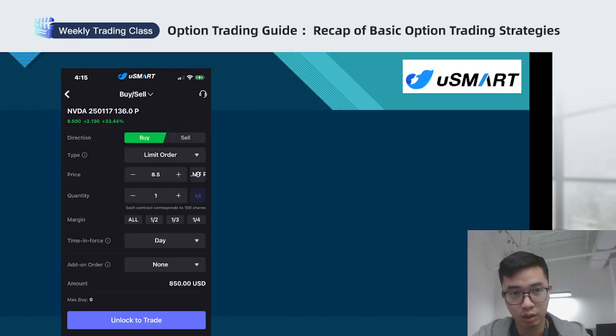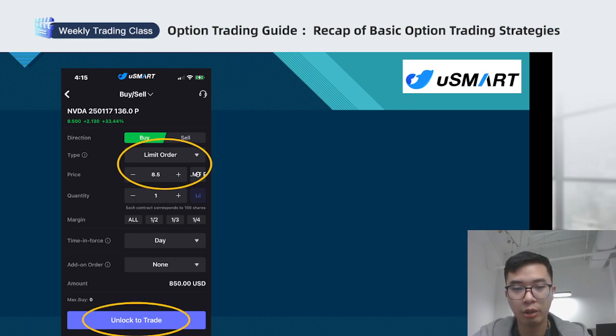So here is a buy call example. You press it, you can pick limit orders, then you allow the trades, and basically you are done.